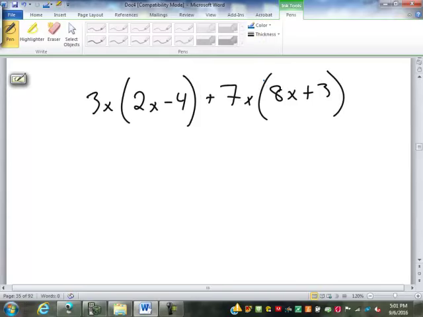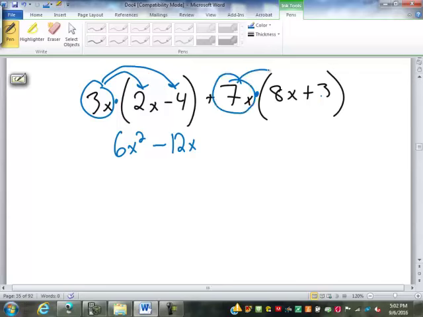So something like this. Again, we look at each parentheses. There's nothing to do inside either one. So I have multiplication here and multiplication here. So I'm going to start on the left. 3x times 2x is 6x squared. 3x times a negative 4 is negative 12x.